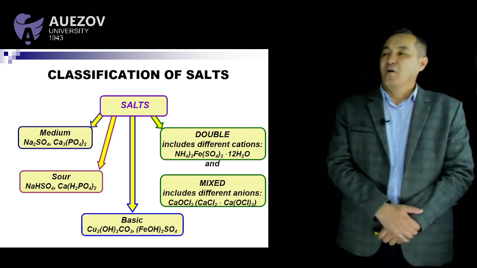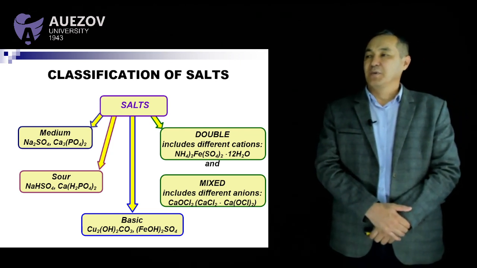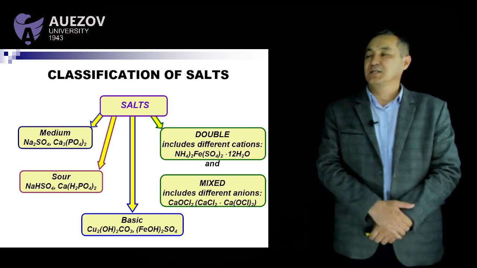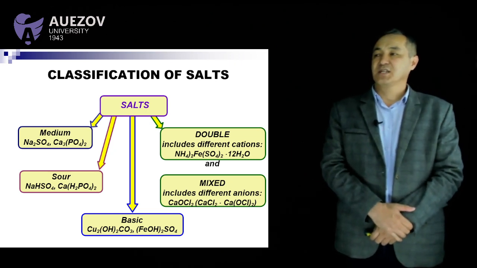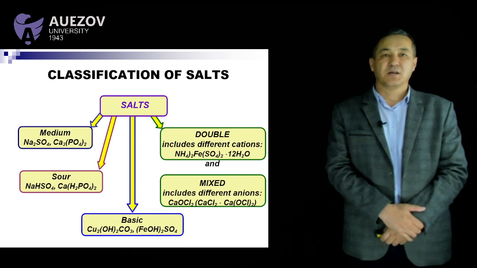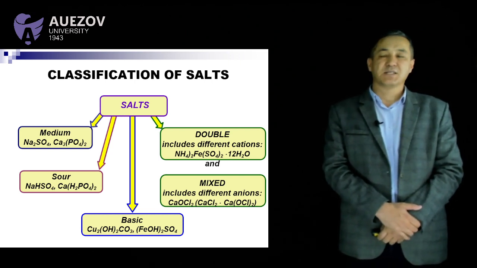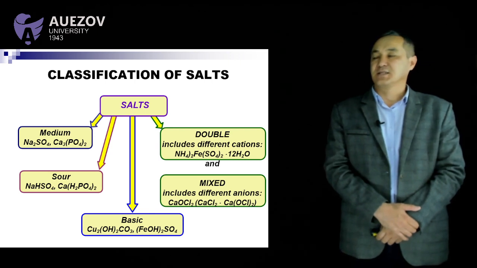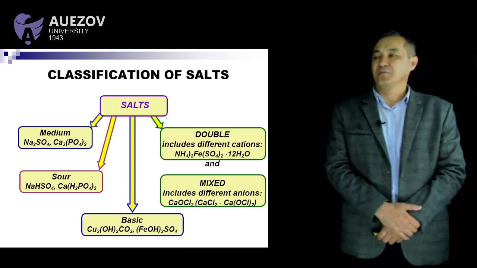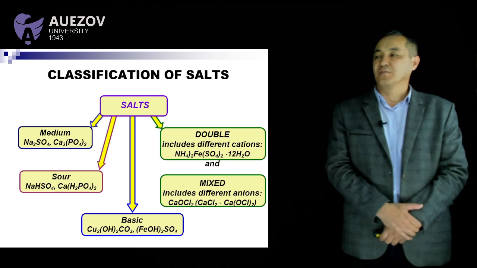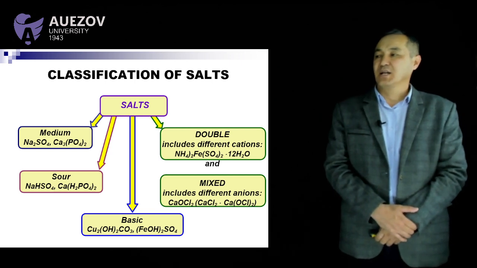Bases can be single acid, two acid, three acid, and multi-acid bases. The fourth type of chemical substance is salts. Classification of salts. Salts can be classified into medium, acidic, basic, mixed, and double salts. For example, medium salts: we can take sodium sulfate and calcium phosphate.